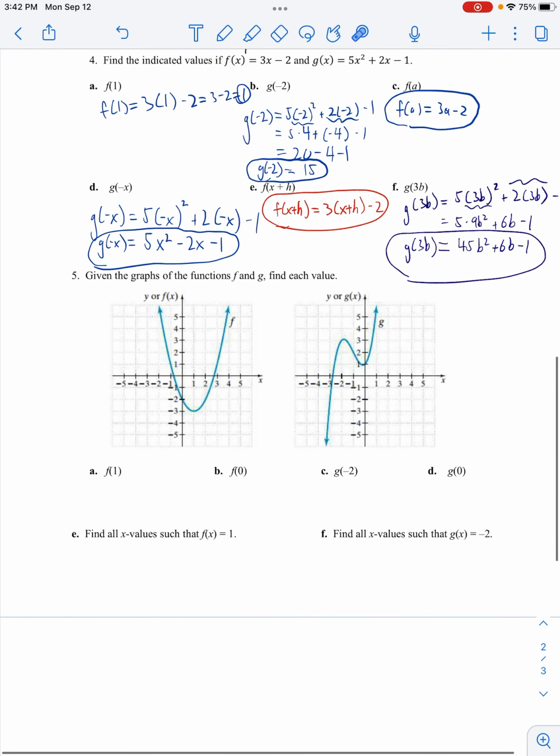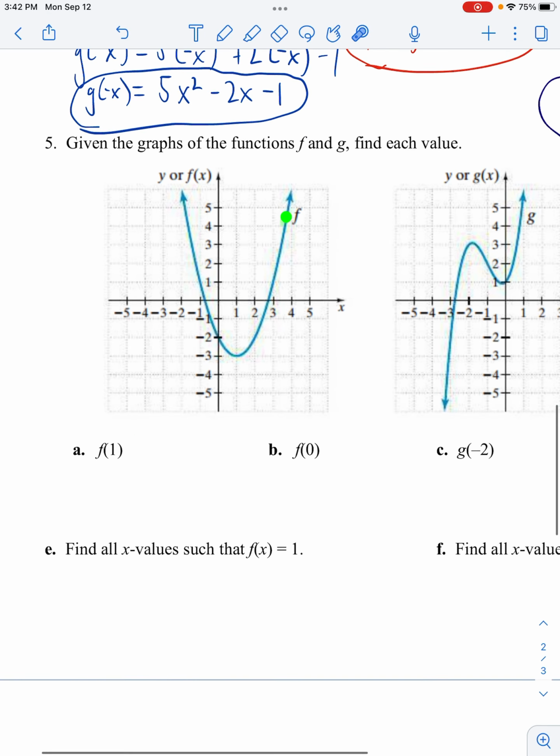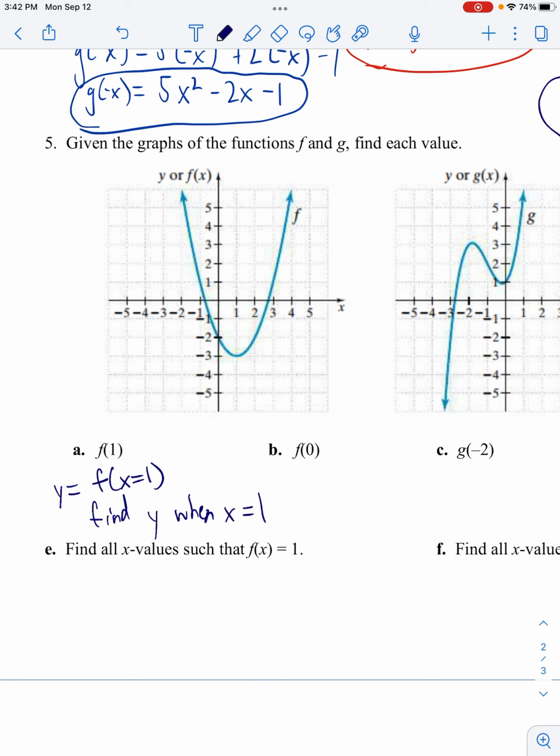So there's that. Now over here, we want to find f of 1 graphically on a graph. Here's my function f, my curve f, okay? F of 1 means find f when x equals 1. So we want to find y when x equals 1. Okay, so let's do that graphically.